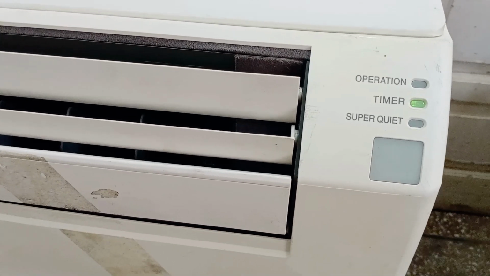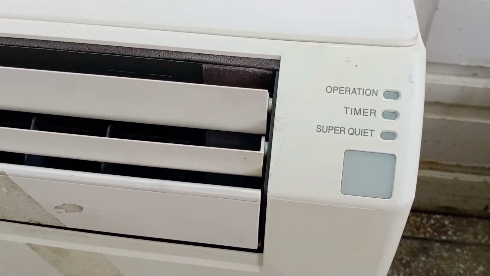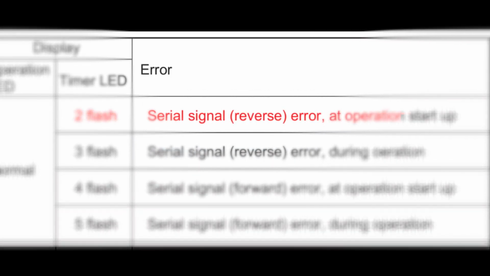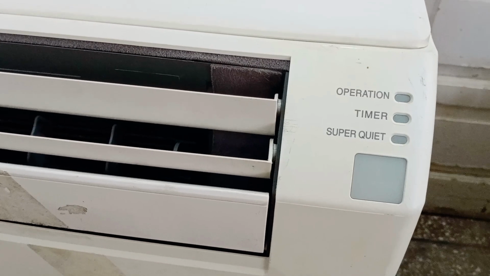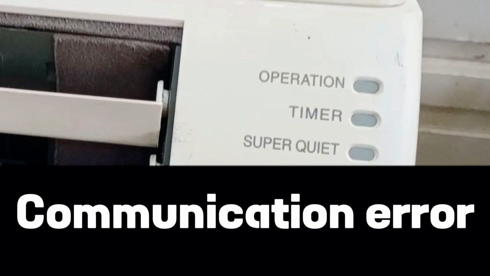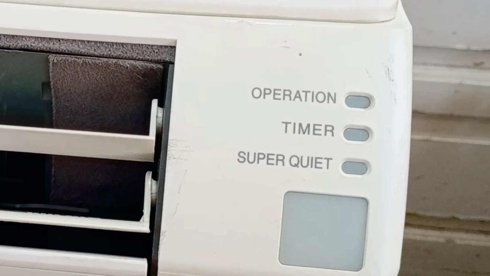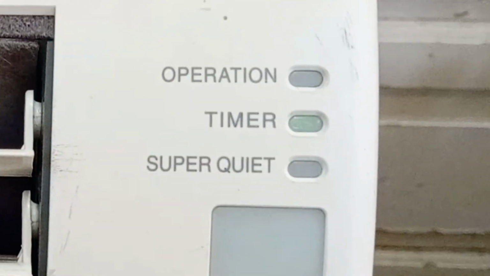When your General or Fujitsu air conditioner shows this two-timer light blinking, it means there is a serial signal reverse error at operation startup. Simply, it will be called a communication error, and it is shown on the display as soon as you start your air conditioner. There can be several reasons for this error displaying.